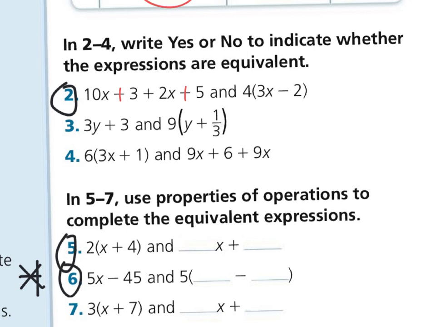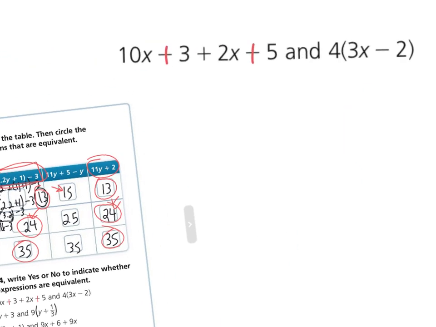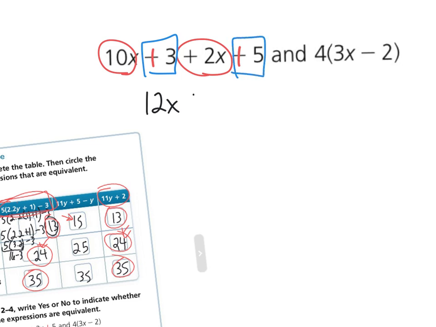So seeing if these are equivalent, I'm just going to bring this over to the side so I've got some room to work. We're going to look for some like terms. So we've got here a 10x plus 2x, which would be 12x. And then we've got a 3 plus 5. 3 plus 5 is 8. At that point, those are not like terms, so we'll just leave it that way, 12x plus 8.